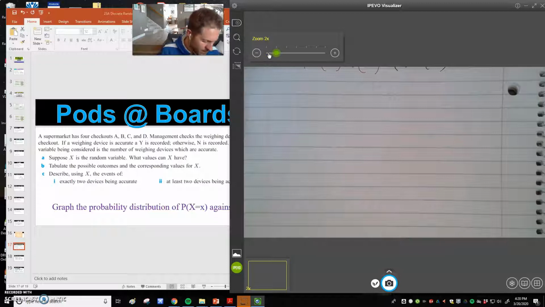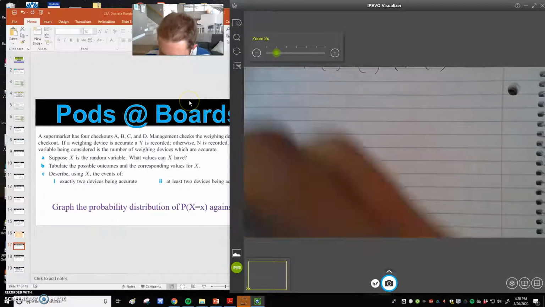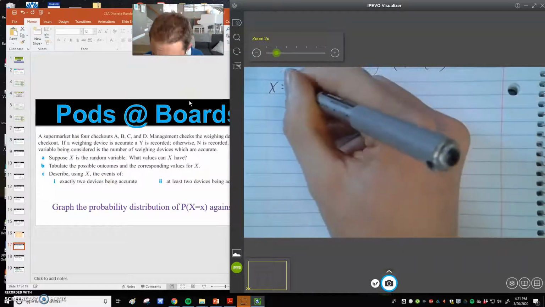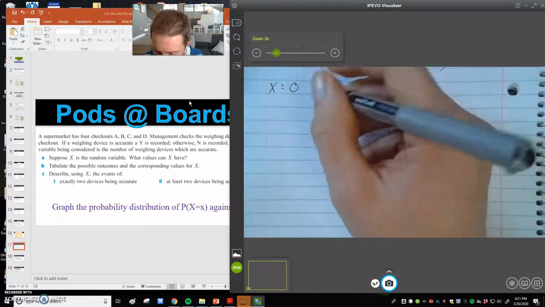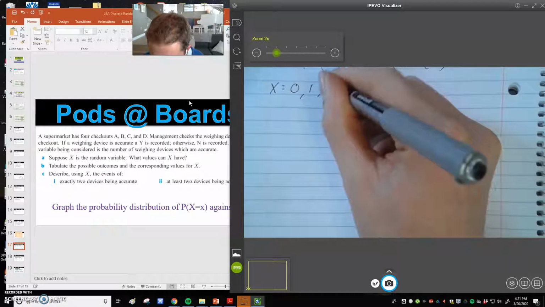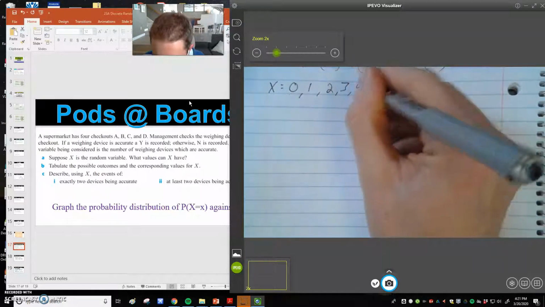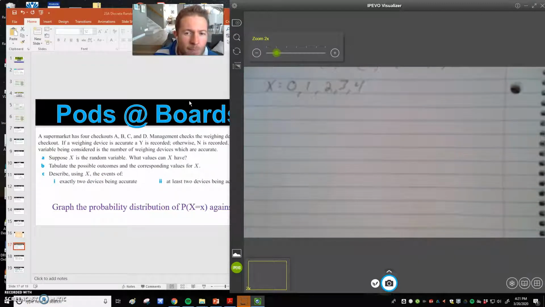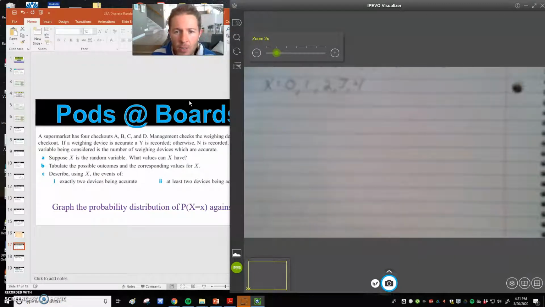Okay, suppose X is the random variable. What values can X have? Well, X could equal 0. 0 of these machines could work. It could equal 1, it could equal 2, it could equal 3, and it could equal 4. Those are the only 5 possible outcomes here. One of those is the number of things that are going to work here.